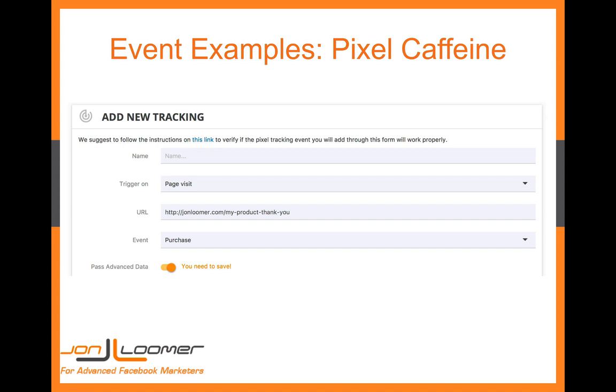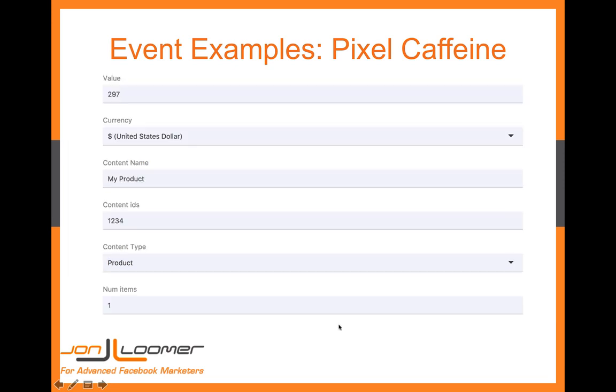There was a question about it earlier. There may still be some bugs in it, I'm not sure, because it is brand new. But first of all, we can add new tracking, triggered on a page visit, though it doesn't have to be on a page visit. You determine what that URL is, what that event is. You can then pass advanced data, and if you click on that, you can tell Facebook it's going to be a $297 value, the name of the product is this, the product ID is this, it is actually a product, and they bought 1 item.